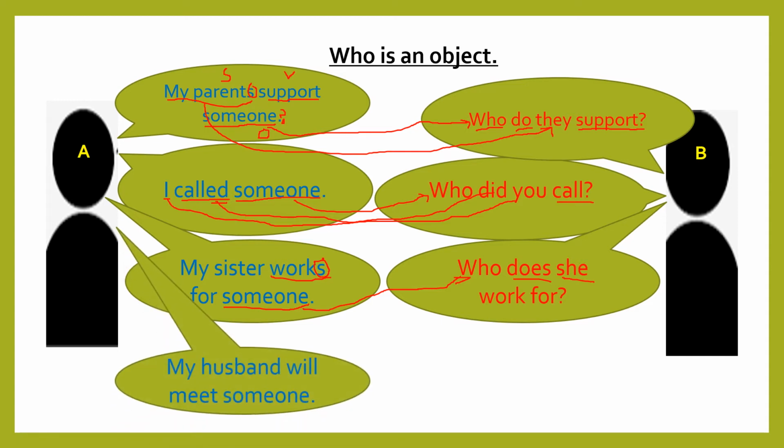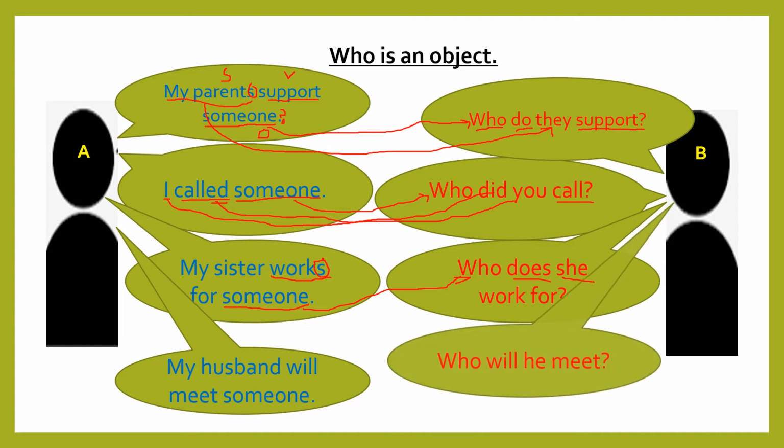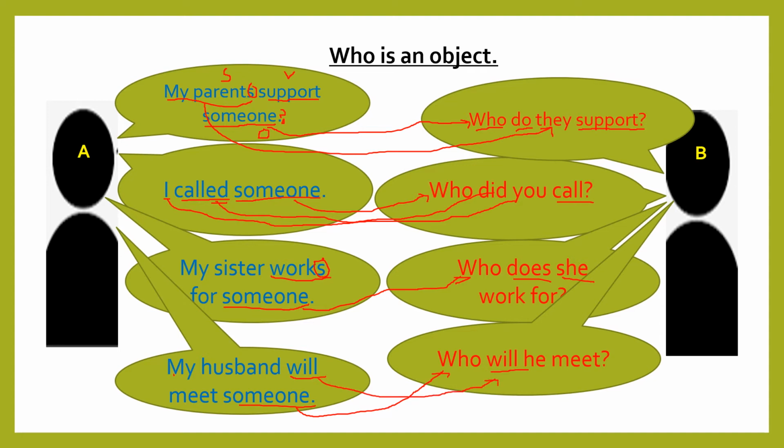The last sentence. My husband will meet someone. Do you want to try it? That's right. So we have this question. Who will he meet? When we have an auxiliary verb already, we use that auxiliary verb. So for my husband will meet someone, someone becomes who, and the auxiliary verb will goes first, and then the subject, my husband becomes he, and then meet. Who will he meet? A says, my husband will meet someone, and B says, who will he meet?